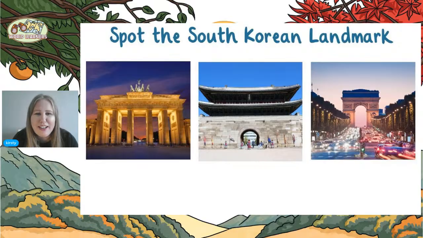Shall we try another? Right, spot the South Korean landmark here. Which one do you think can be found in South Korea? Oh, well done. Quite a few of you got the Burj Khalifa and the Empire State. Well done, guys.